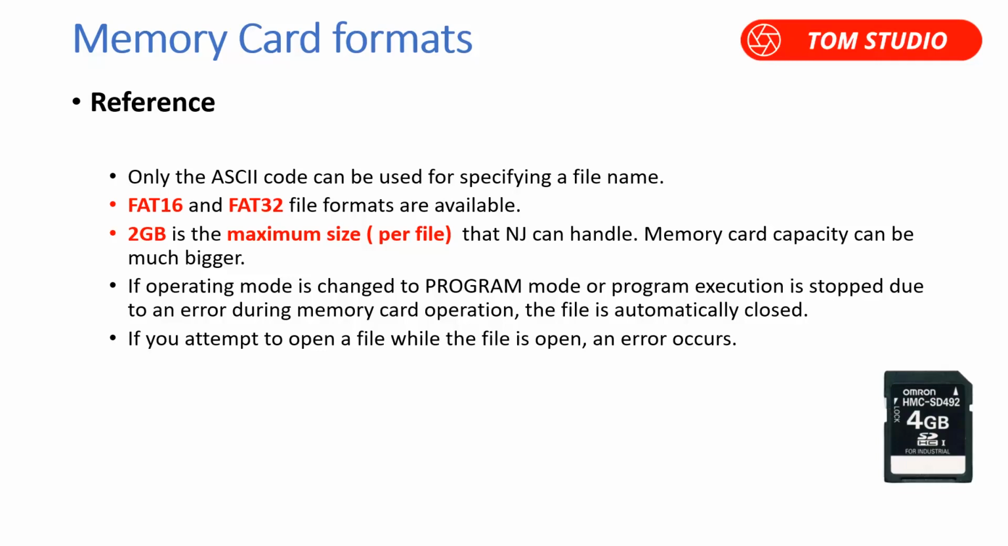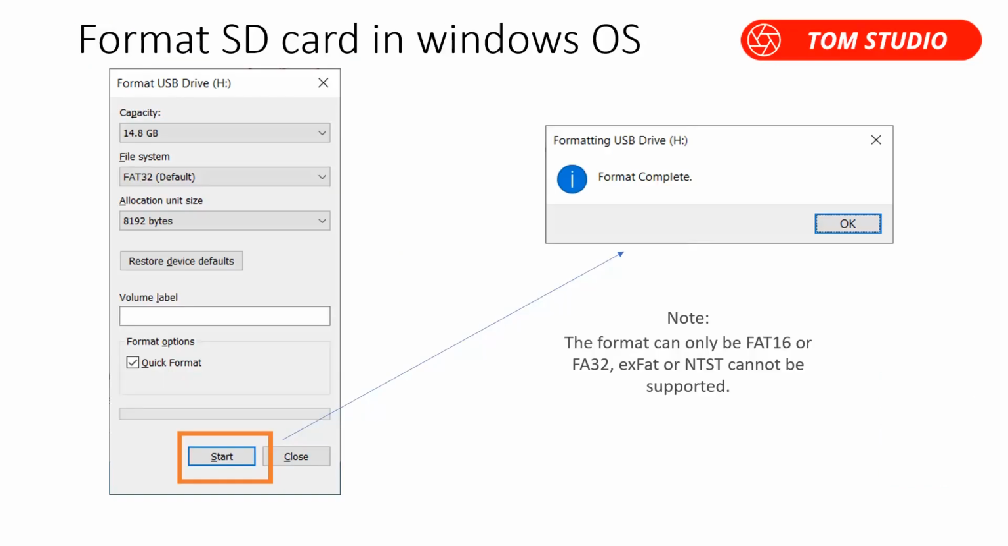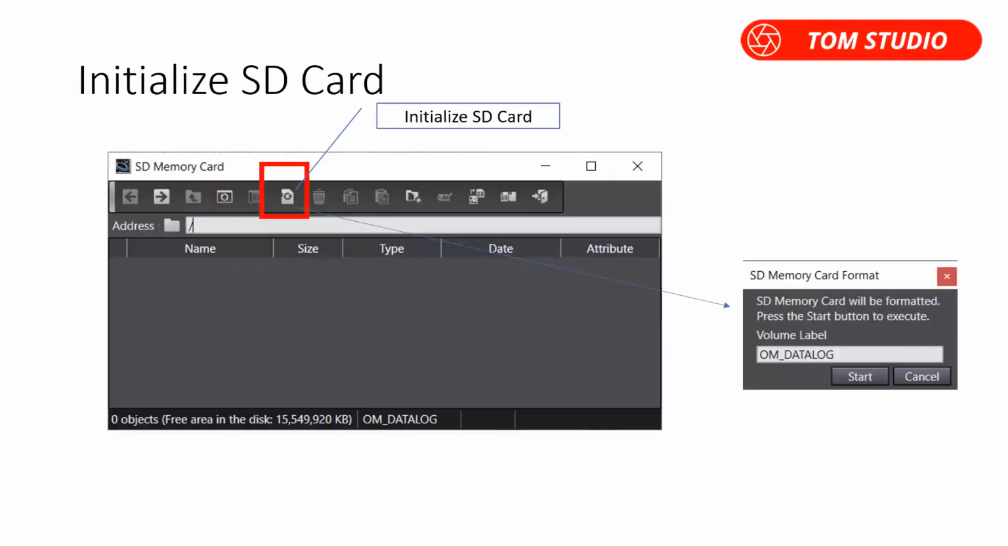First things first, before we carry out the SD card data logging, it is necessary to format the SD card in the correct format. As you know, Omron NX uses the QNX operating system, with no support for Windows operating system, therefore the NX PLC only recognizes FAT16 or FAT32 format, no support for exFAT or NTFS formats. If you have formatted the SD card already, there is no need to carry out this initialization.